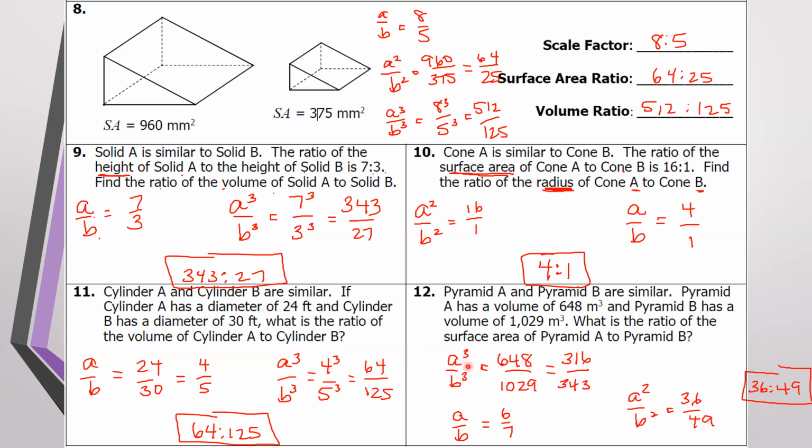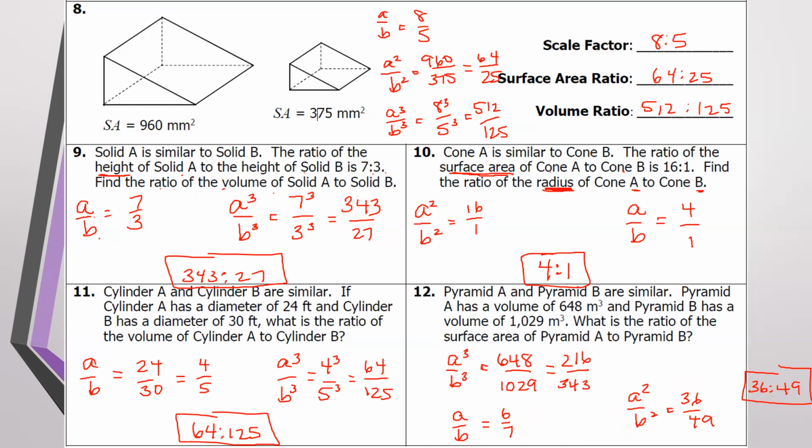How do I undo a cube? Cube root. So I find the cube root of 216, that's 6, and the cube root of 343, that's 7. So now A over B is 6 over 7. Right, well now that A over B is 6 over 7, I can find the ratio of the surface area. Surface area is A squared over B squared. A is 6 and B is 7. Square each of those. Your final answer is 36 to 49.